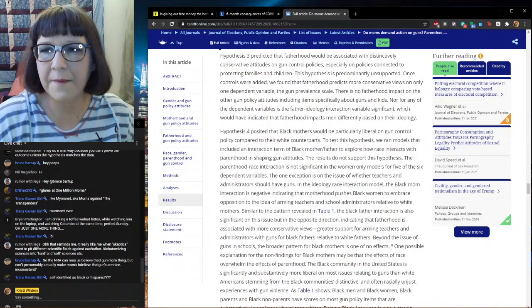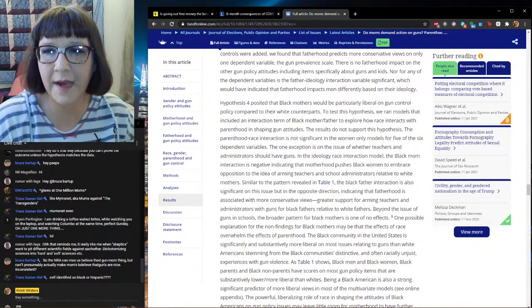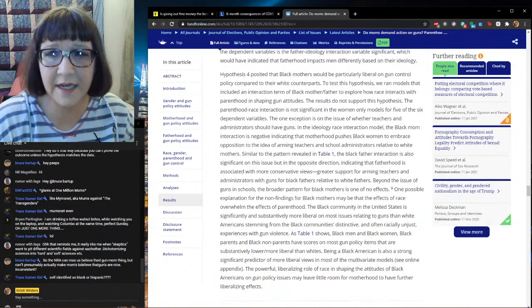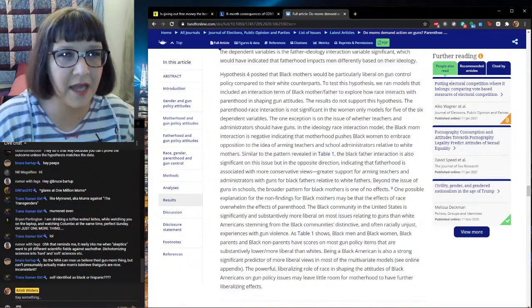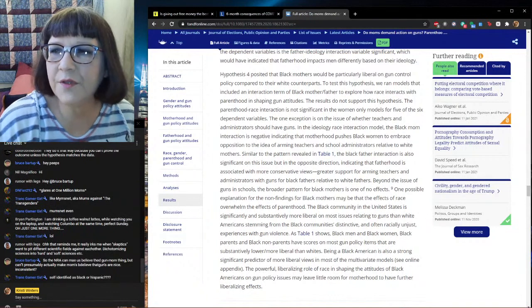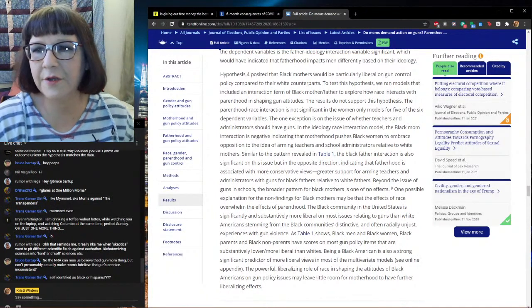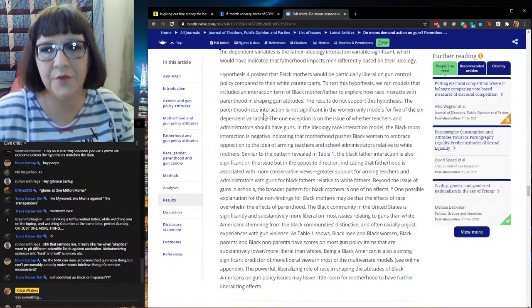Hypothesis 4, black mothers would be particularly liberal on gun policy compared to their white counterparts. They did an interaction term to try to capture variation that was specifically caused by the intersectionality of being black and a mother versus being white and a mother. The results do not support this hypothesis. The parenthood race interaction is not significant. In other words, it's not greater than just random chance.